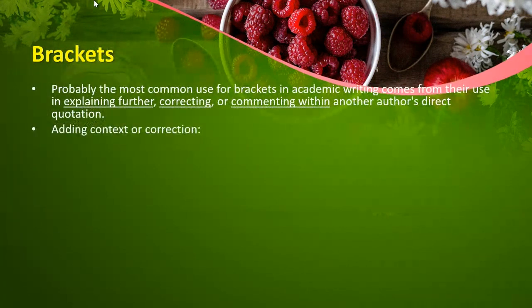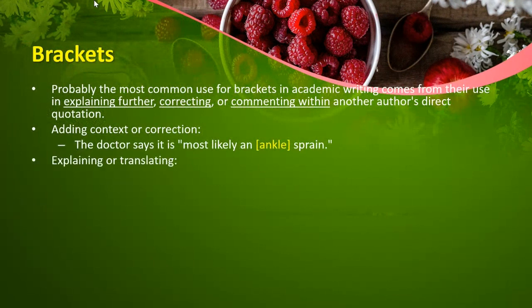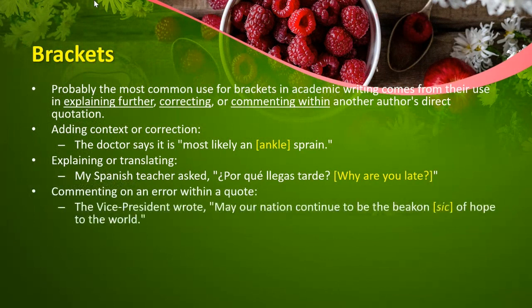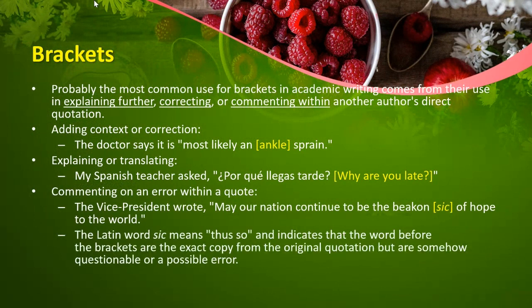Similar to, but still different from parentheses, are brackets. In academic writing, brackets are probably most commonly used to explain something further, to correct something, or comment within another author's direct quotation. To add content or correct something within a quotation, brackets may be used to enclose the corrected information. Here is one example.